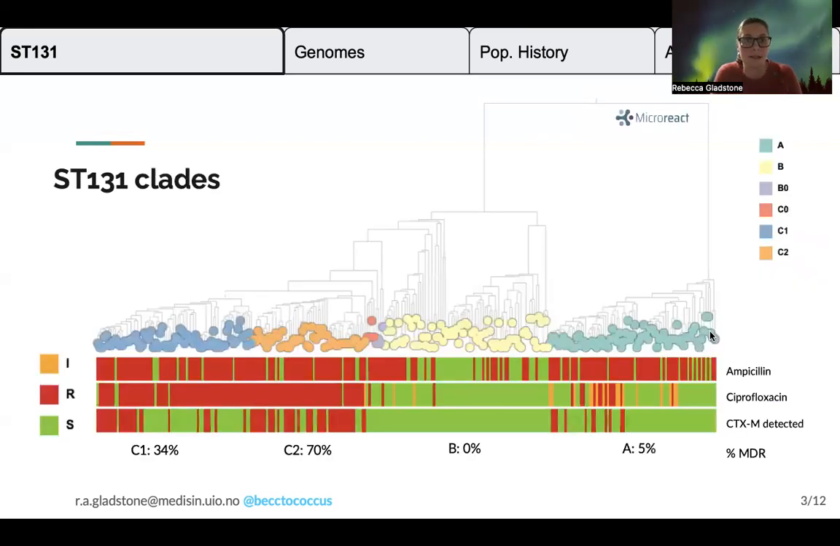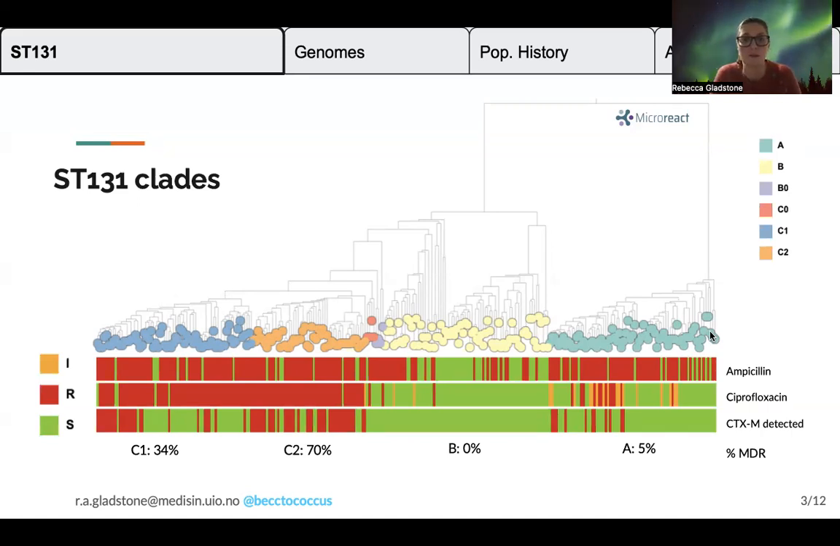The first thing to know about ST131 is that it's got four major clades. We have the green clade on the right, which is A, then B in yellow, C2 in orange, and C1 in blue. Second thing to note is that these four clades have completely different AMR profiles, with C2 being the most resistant, with 70% of the isolates being multi-drug resistant and many of them having CTXM. Clade B is the opposite end of the spectrum with no multi-drug resistant isolates and a predominantly pan-susceptible profile.